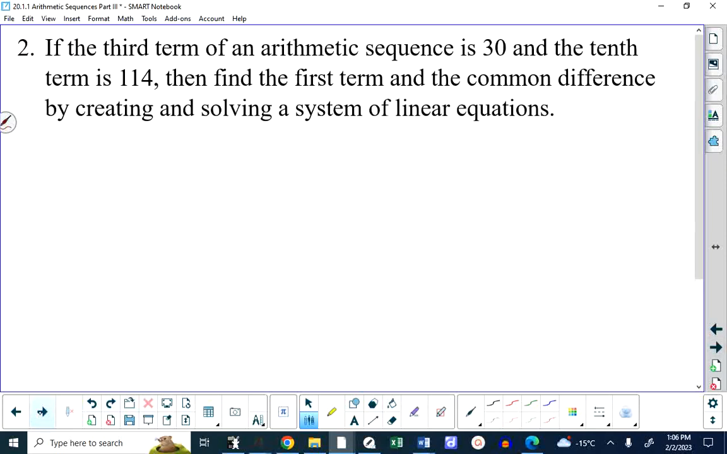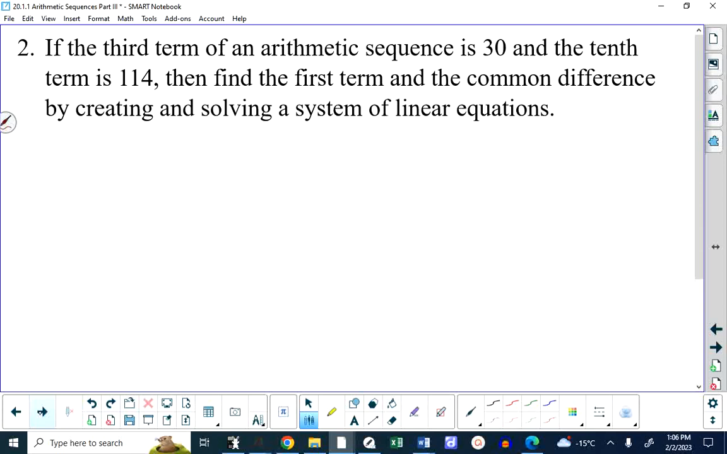The third term of an arithmetic sequence is 30, and the 10th term is 114. Find the first term and the common difference by using a system of equations. Now, first of all, I want you to understand there's a quicker way to do this. And I will show you the quicker way. And in fact, we've done this problem before.